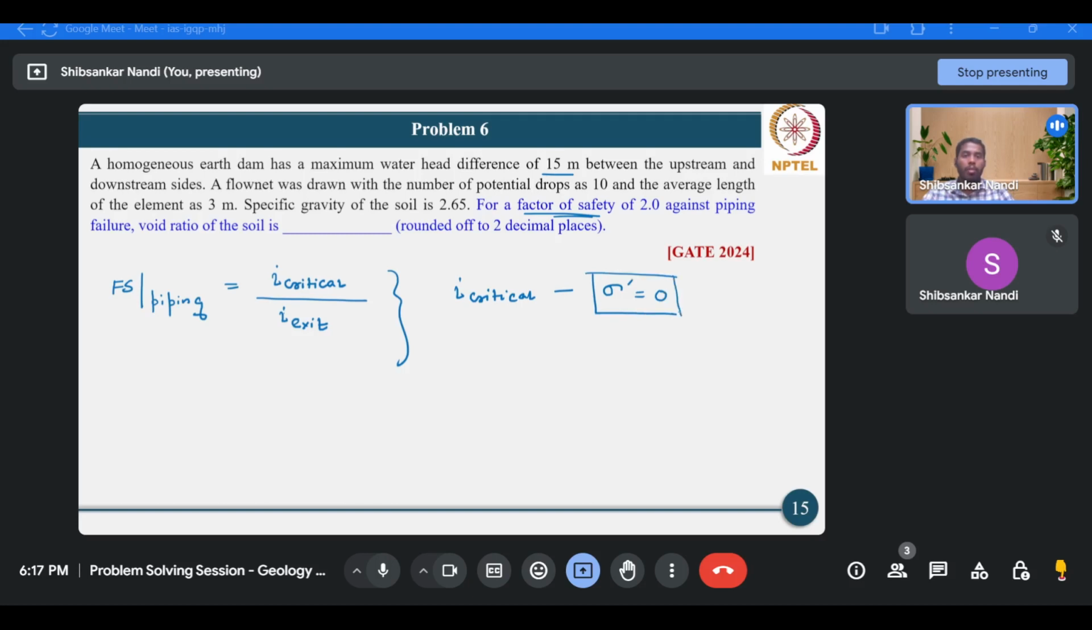Now at the beginning of this course, we mentioned three such conditions while discussing the in situ stresses: no flow condition, flow in the upward direction, and flow in the downward direction. Now when the flow is taking place in the upward direction, what will happen? The effective stress will be reduced. We know that effective stress is a product of submerged unit weight and the corresponding height, suppose Z.